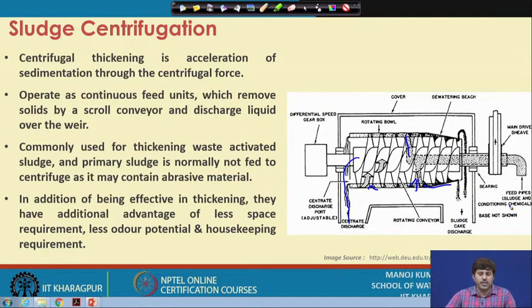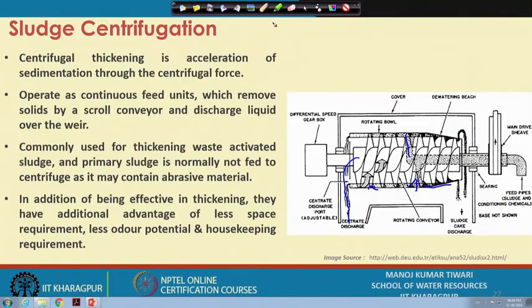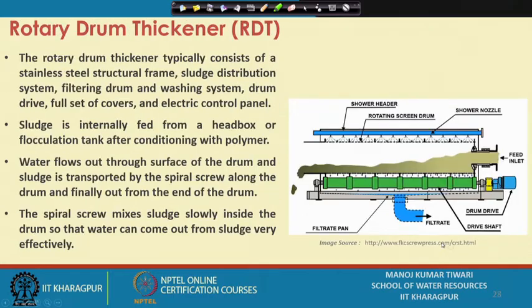This is commonly used for thickening waste activated sludge, and primary sludge is normally not fed to the centrifuge because it may contain abrasive materials. Secondary sludge is primarily microorganisms, so they do not cause much harm, but in primary sludge you may have materials of abrasive nature that can harm the centrifuge. In addition to being effective in thickening, they have the additional advantages of less space requirement, because these are compact units, no odor generation and not much housekeeping requirement. So, this process is more effective, but of course costly.